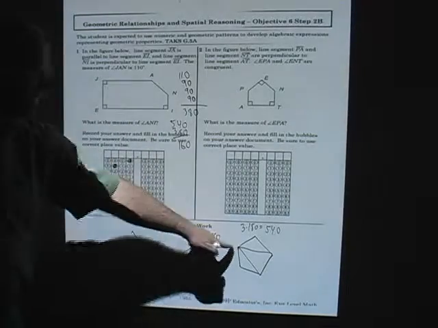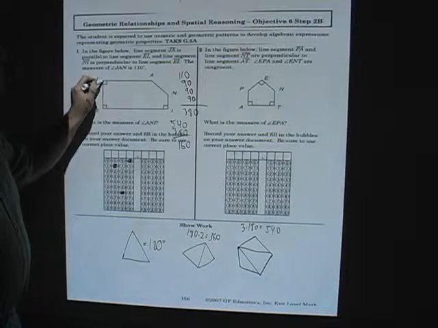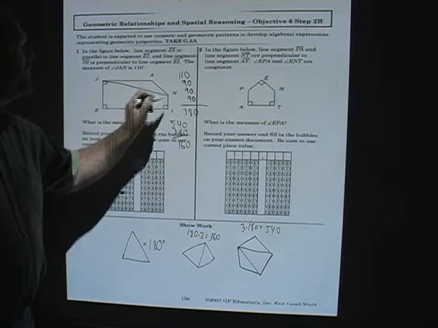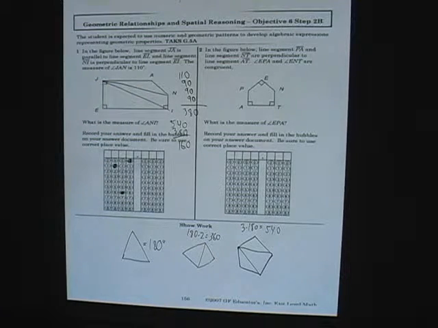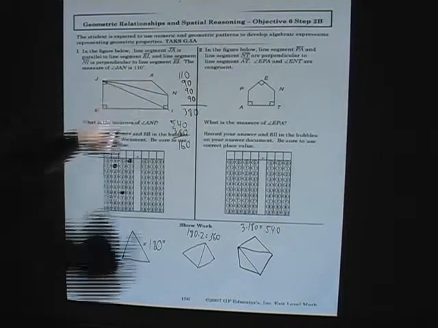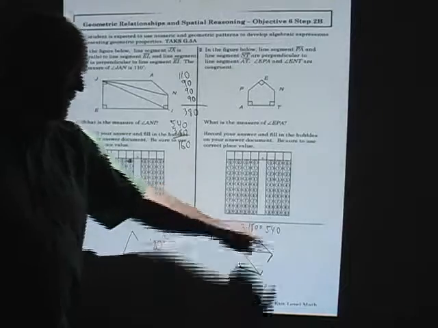The way we did this down here, here's my 5-sided figure. I'm going to draw my triangles there and there. 1, 2, 3 triangles. 3 times 180 for each triangle equals 540.